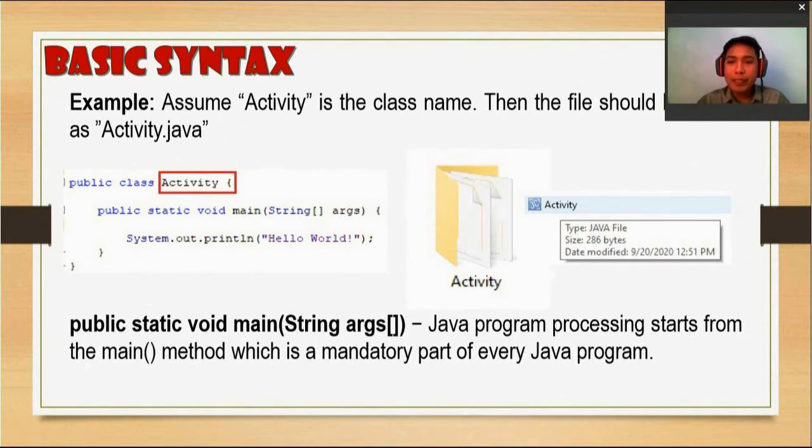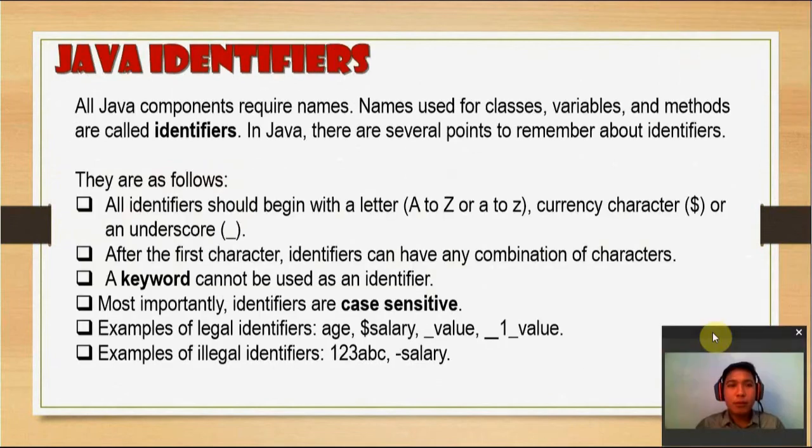Java program processing starts from the main method, which is the mandatory part of every Java program. Just like what I've said earlier, a Java program without a main is nothing. Why? Because in the main method, every program or every code is manipulated. Meaning, everything we put in, or everything we want to see in our output, should be declared inside the main method. Okay? Next is the Java identifier.